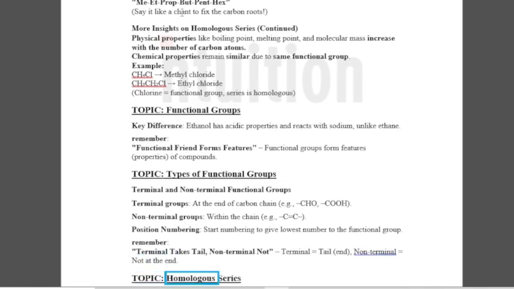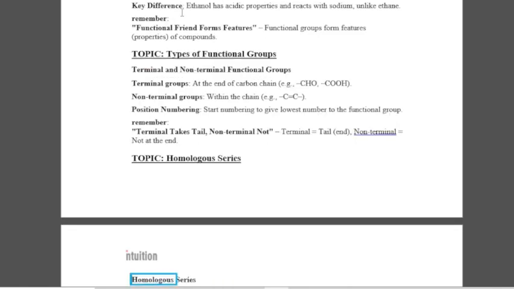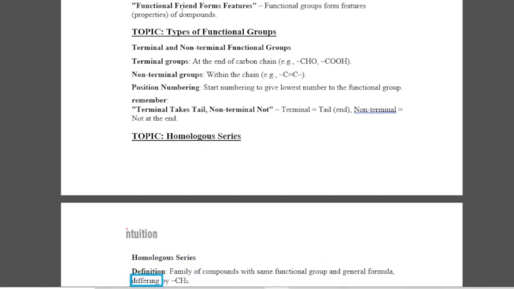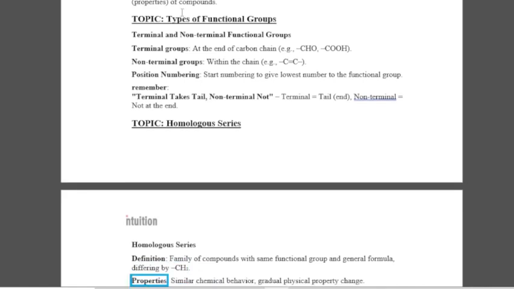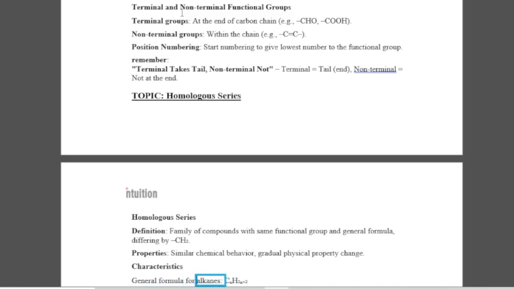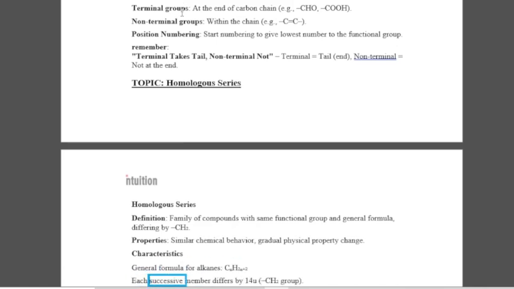Topic: Homologous series. Definition: a family of compounds with the same functional group and general formula, differing by CH2. Properties: similar chemical behavior and gradual change in physical properties. Characteristics: the general formula for alkanes is CnH2n+2. Each successive member differs by 14 u, a CH2 group.